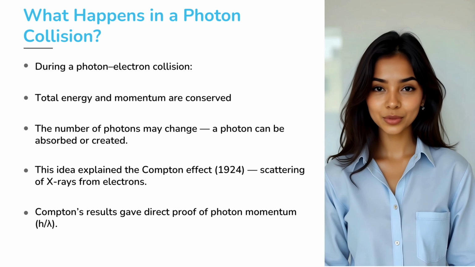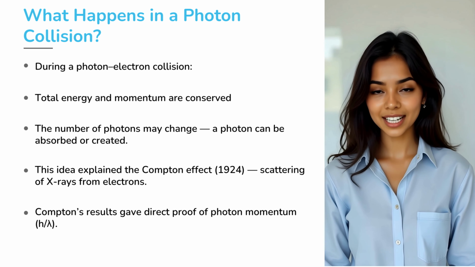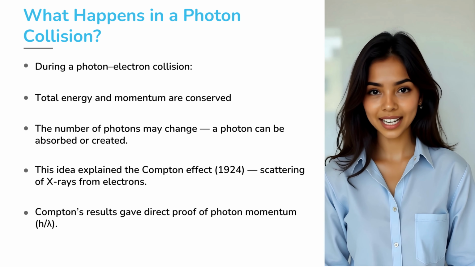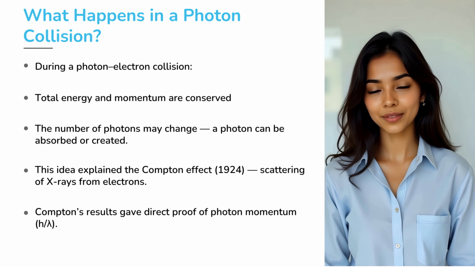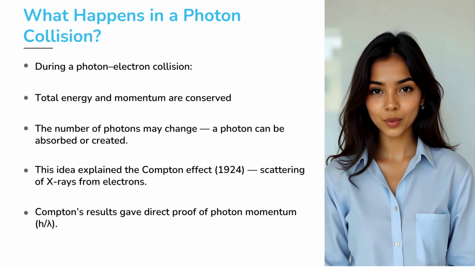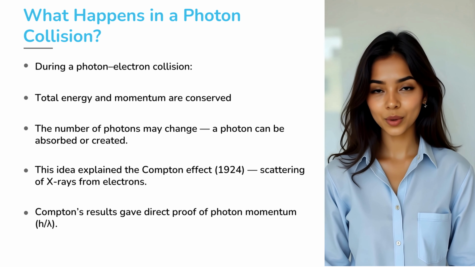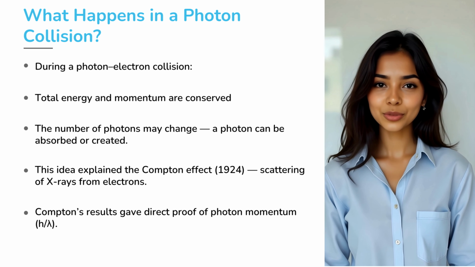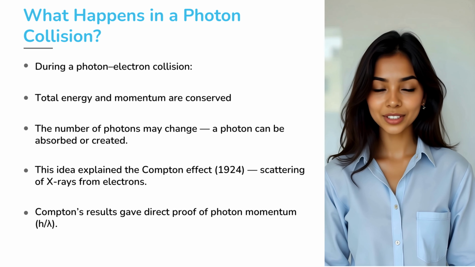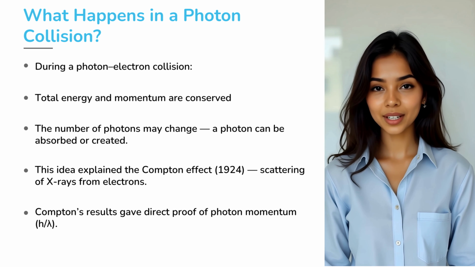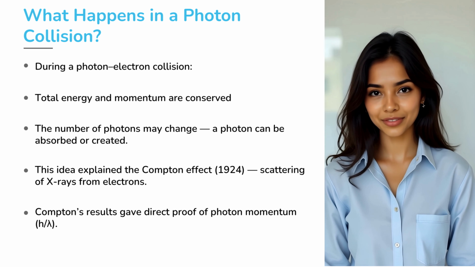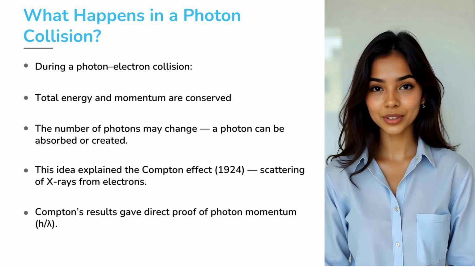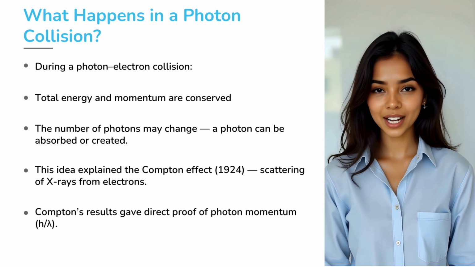Now, what happens when photons collide with particles like electrons? In a photon-electron collision, both energy and momentum are conserved. However, the number of photons may change. One photon can be absorbed, or new ones can be emitted. This was spectacularly confirmed in Arthur Compton's 1924 experiment, where X-rays scattered from electrons changed wavelength, a phenomenon called the Compton effect. The Compton shift proved that photons carry momentum p equals h divided by lambda and interact with electrons just like real particles.